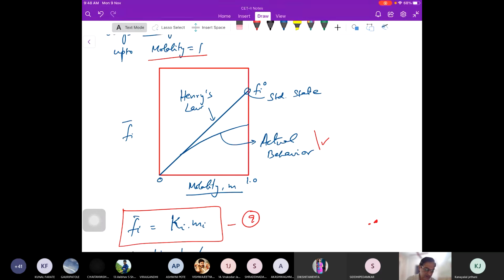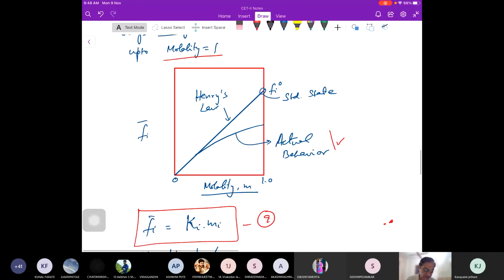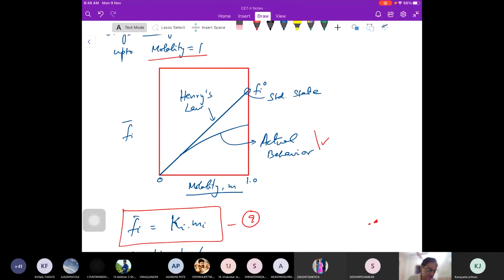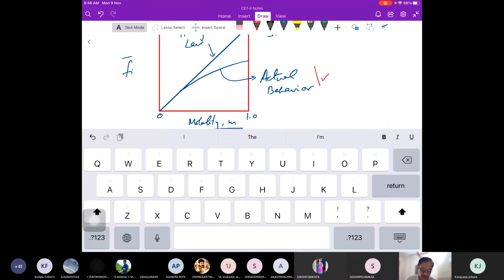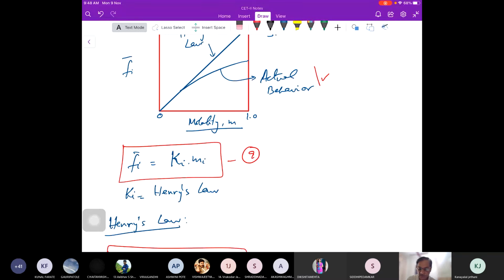And if you look at this one, the intercept at m equal to 1 is essentially the standard state. That's how we define standard state for low concentrations. So Fi bar is equal to Ki into Mi, where Ki is Henry's law constant and Mi is molality. सब definition पहले ही किया हमने, we are just revisiting it. Any questions on equation 9?